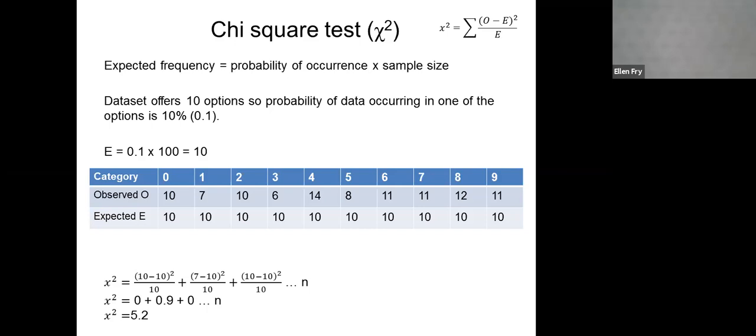We put it into the equation as below. I've only presented the first 3 values. So you see we have 10 minus 10 squared over 10 equals 0. We have 7 minus 10 squared is 9 over 10 is 0.9, and so on. You can see from my working that our chi-squared test statistic is 5.2. Our degrees of freedom is the number of categories minus 1. We have 10 categories, so we have 9 degrees of freedom.